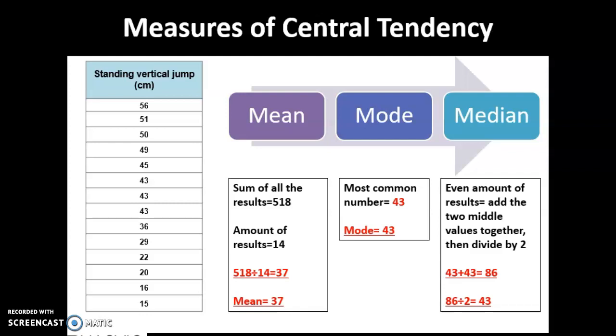In my set of results for standard vertical jump, there is an even amount of values, so I took the middle values, which were 43, and added them together to get 86. I then divided 86 by 2 to get 43, which is the median. The median is less affected by outliers than the mean. This is because you're only looking for the middle value, which will give you a more reliable average score, as the middle value won't change even if there are anomalies in the data.